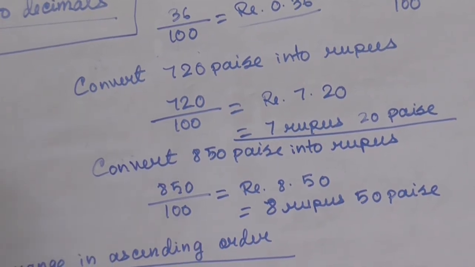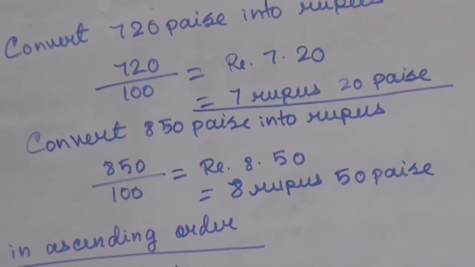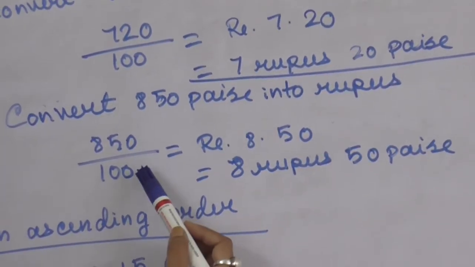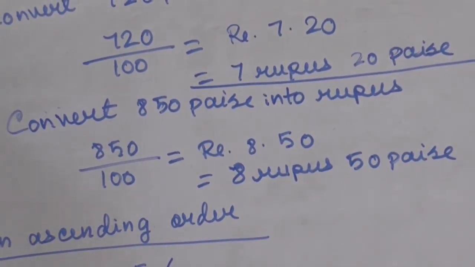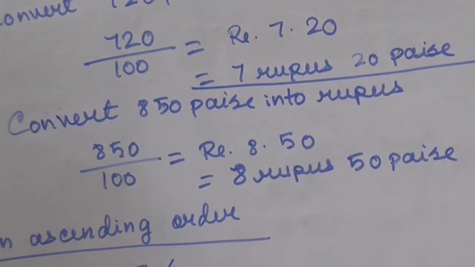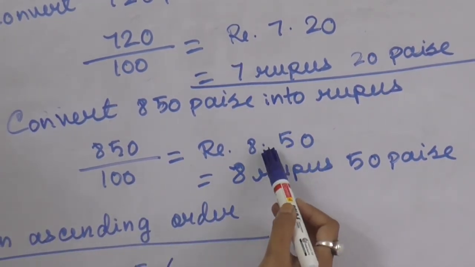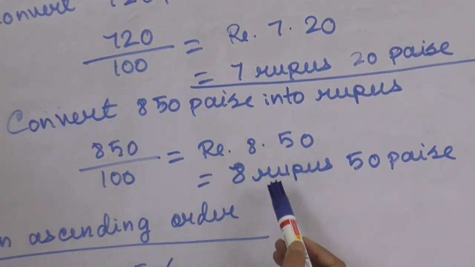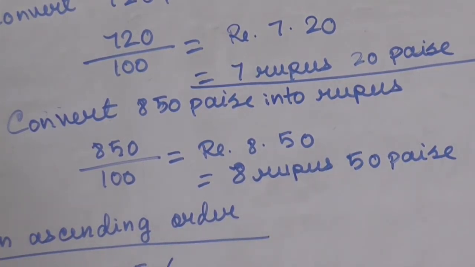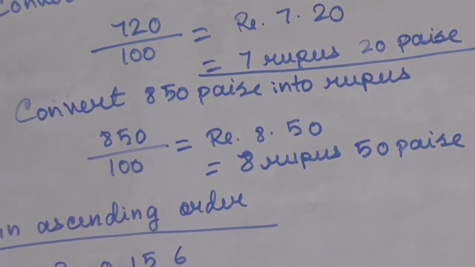Next is we have to convert 850 paisa into rupees. For that, what you have to do? Again, you have to just divide this 850 by 100. Then what are we getting as our answer? We are getting 8.50 as our answer. Since 100 consists of 2 zeros, we have to put this decimal point before 2 digits from the right hand side, and in this way we are getting 8 rupees and 50 paisa as our answer. I think it's clear how to convert paisa into rupees.